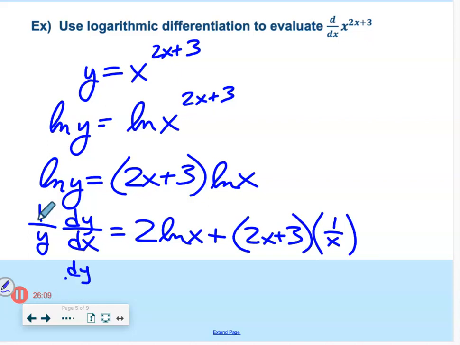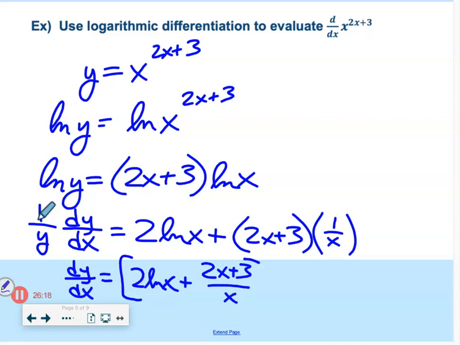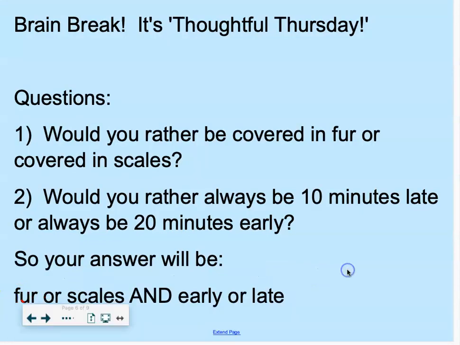All right. So dy dx equals 2 ln x plus 2x plus 3 over x times y, but what is y? Times x to the 2x plus 3. And there's your answer. Okay. Yay! Yes. All right, and there was much rejoicing. Okay. So it's time for a brain break.